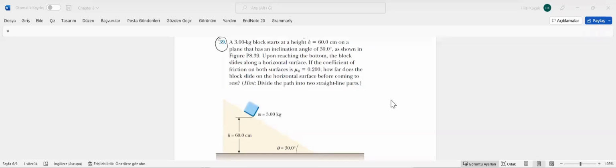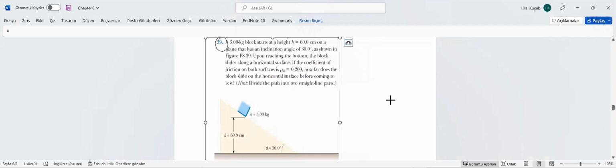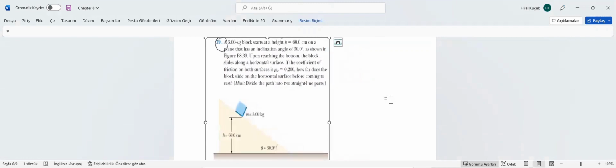Okay, look at the other question. I need to have some space. Okay, you can see the platform. The height is 60 centimeter.